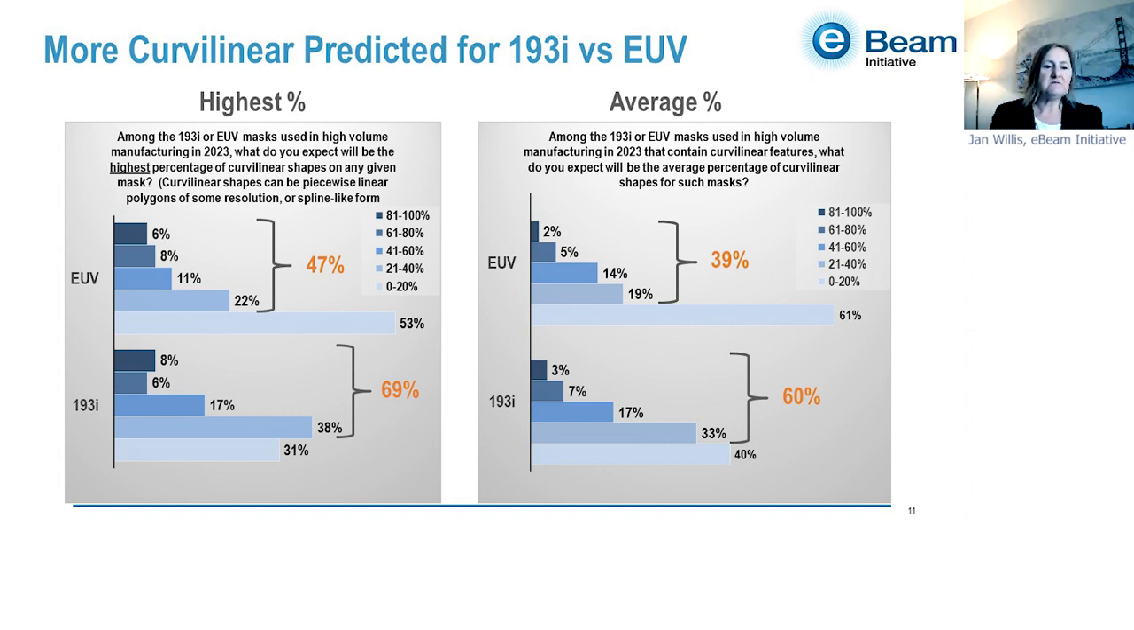In the chart on the left, you can see that 69% of participants said that 193i would use at least 20% curvilinear shapes on any given mask, whereas only 47% indicate that for EUV. The pattern continued when asked about the average percentage, with 60%, the higher percentage, saying 193i masks would have curvilinear shapes versus 39% on average for EUV.